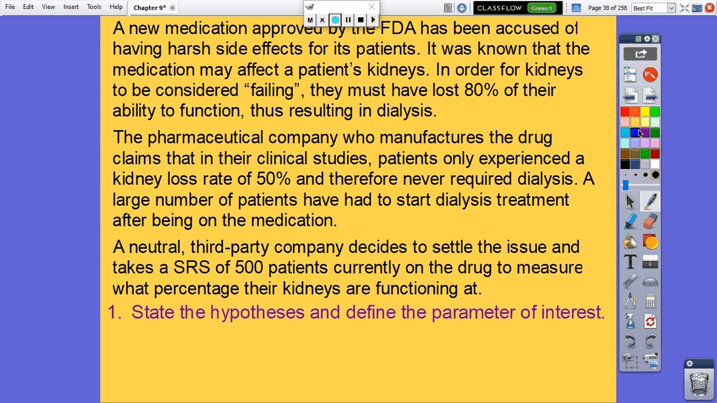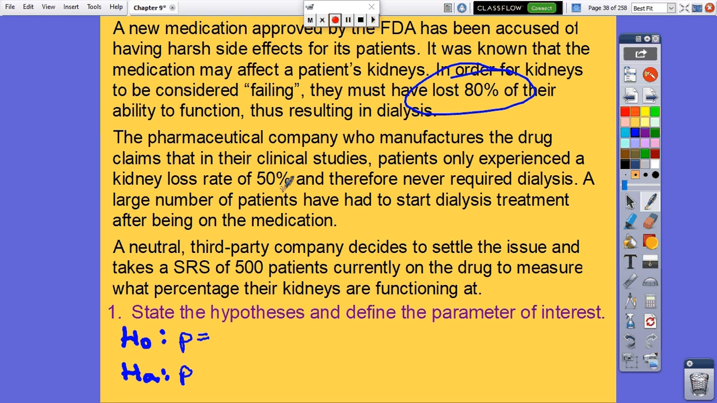So let's get our null and alternate hypotheses written here. So the null hypothesis, the alternate hypothesis. Okay, so this is a proportion problem. So we're testing out the population proportion, and our null is always going to be equal. And we are putting up to a debate here whether they've lost 80%. Because if they've lost 80%, they still have 20%. But if they've lost 80%, then they got to go on dialysis.